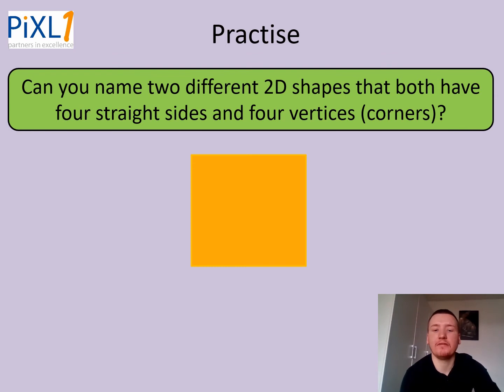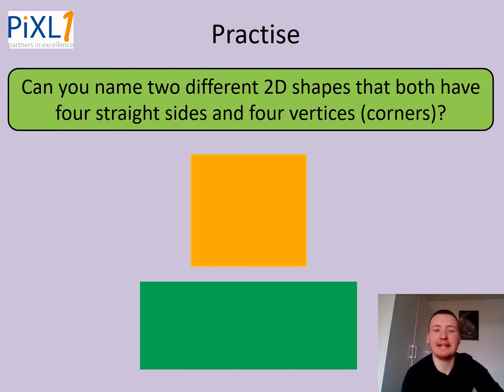So well done if your first answer was a square, and then your final answer should have been a rectangle. A rectangle, similar to a square, has 4 straight sides, and if you have 4 straight sides with no curved sides, then you would have 4 vertices. So well done if you came up with the 2 answers, square and rectangle. Give yourself a pat on the back.